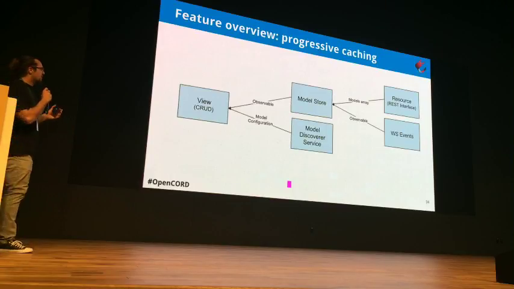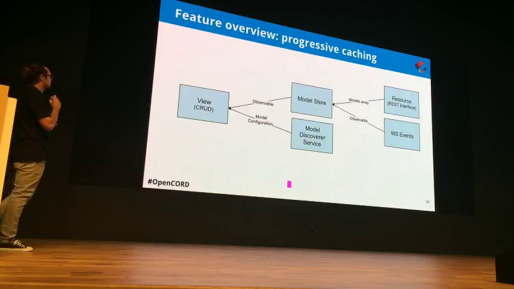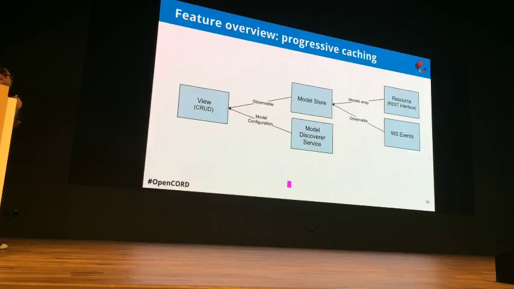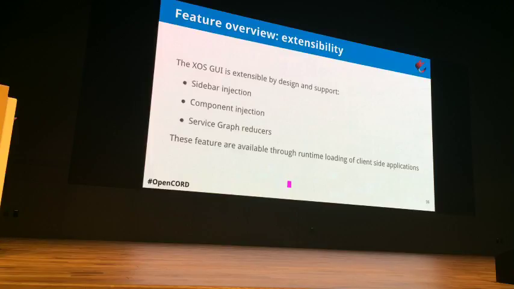To do that, it uses a combination of the REST interface and the WebSocket events to create an internal store of all the models and an internal description of all the models used to generate and populate the views. By design, and this is really important for XOS, all the core and all the interfaces and the GUI are extensible by design. In the particular case of the GUI, we can inject in different places custom components that can deliver us new features, new validation, new information about what's going on in the system.